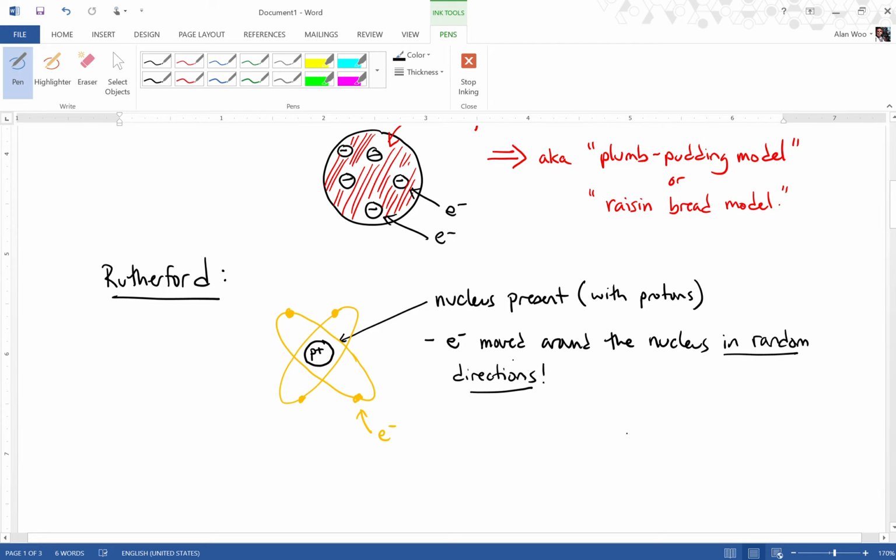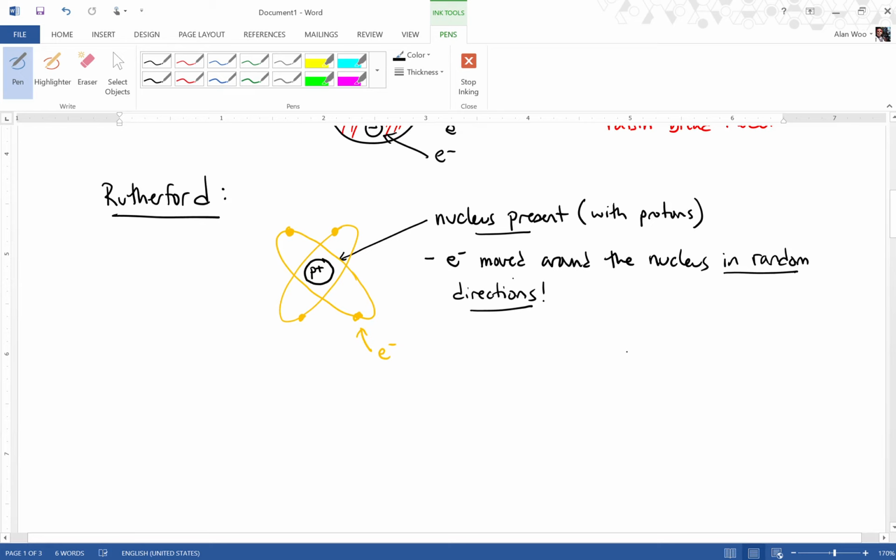Okay. The movement of electrons is not random. But in this simple diagram, we went from a plum pudding model where electrons didn't really move, they were trapped, to a model where electrons are moving and they're just thinking, well, they must move around randomly. But really, the big thing was the nucleus being present, with protons inside.